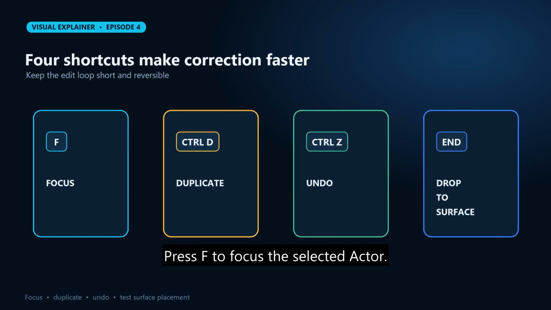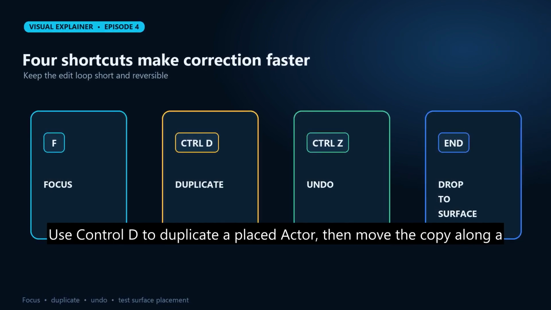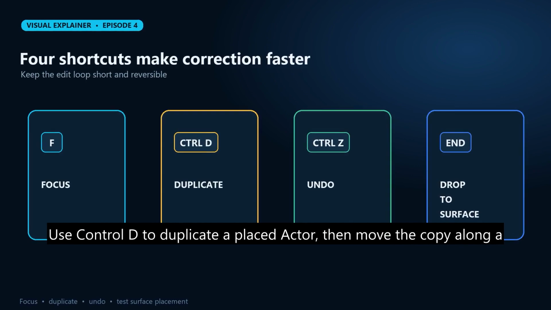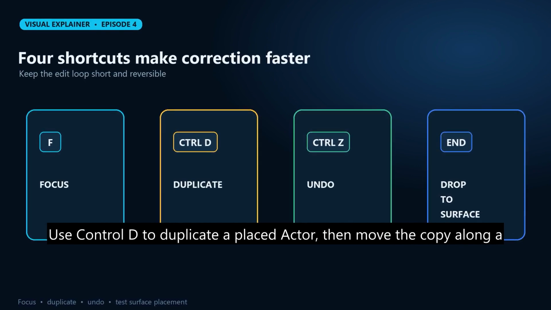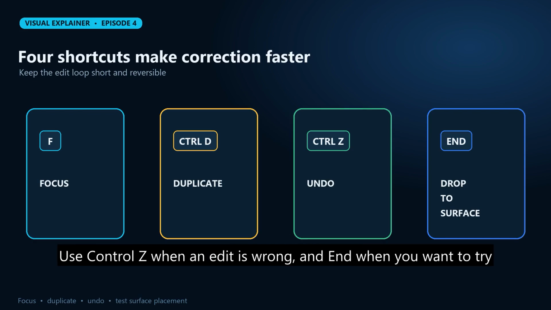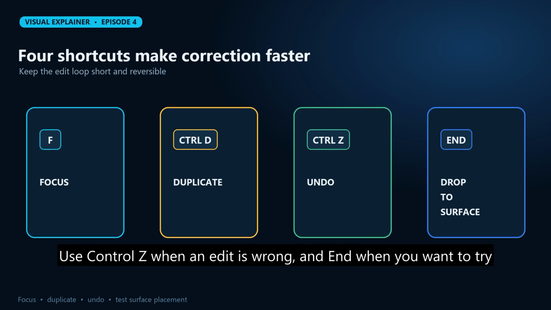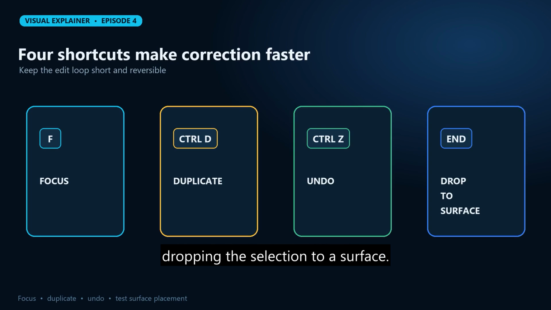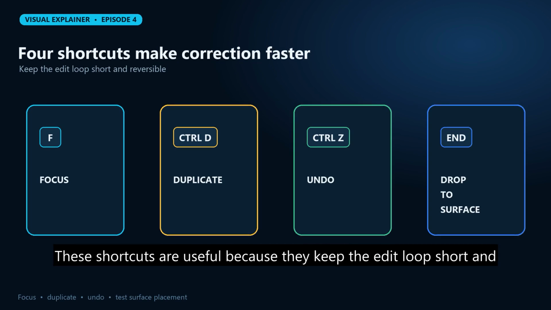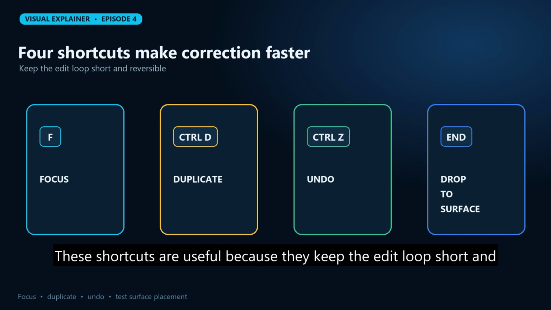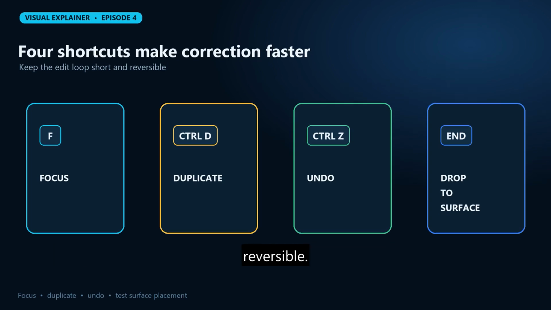Press F to focus the selected actor. Use Ctrl-D to duplicate a placed actor, then move the copy along a controlled axis. Use Ctrl-Z when an edit is wrong, and End when you want to try dropping the selection to a surface. These shortcuts are useful because they keep the edit loop short and reversible.